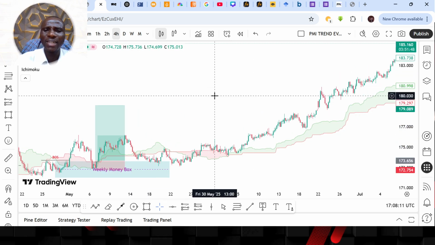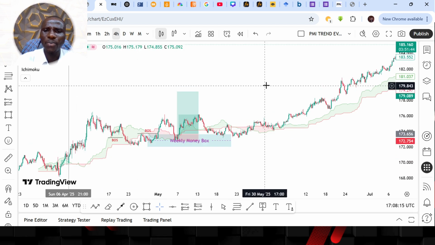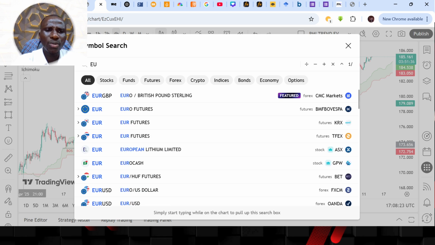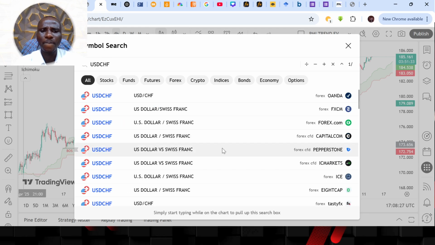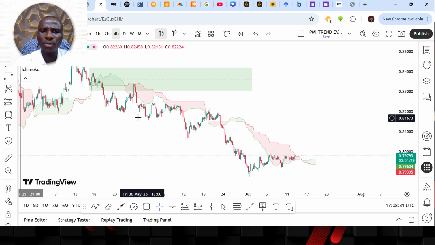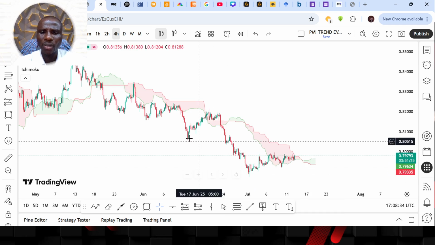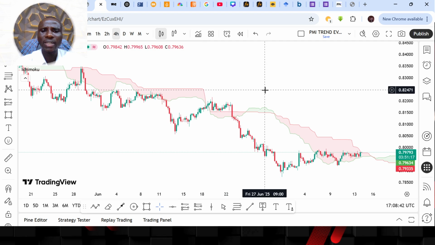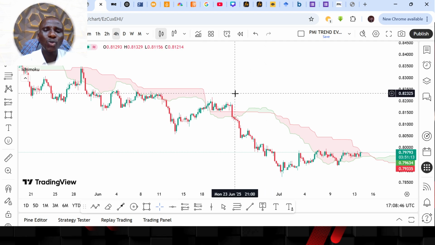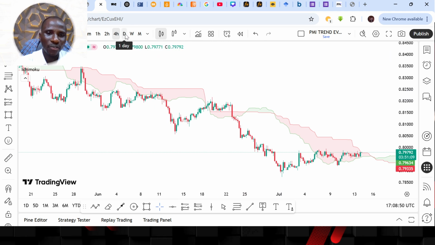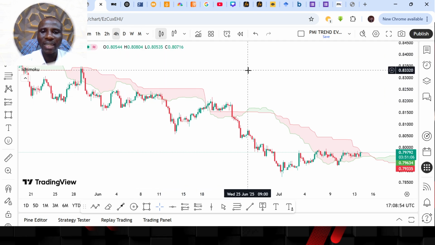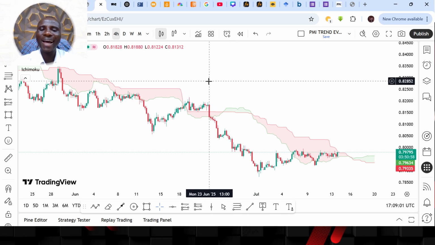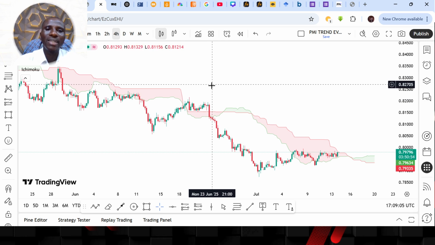Let me look for one more example. Let me go to Euro JPY, or let me use USD CHF. USD CHF, we are going to look at this together, and we are going to apply what I've just taught you. A money box is that particular area of engulfing move or order block that has enough liquidity to initiate an impulsive wave. I want you to always remember that definition. A money box is an area of engulfing move or an order block that has enough liquidity to initiate an impulsive wave.